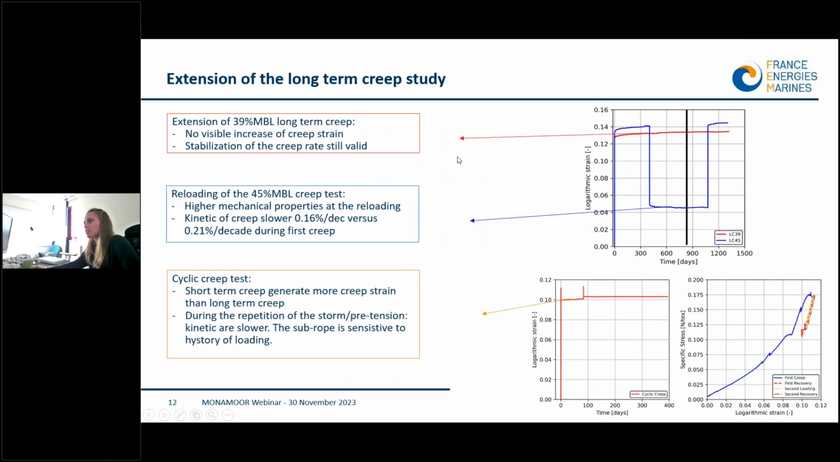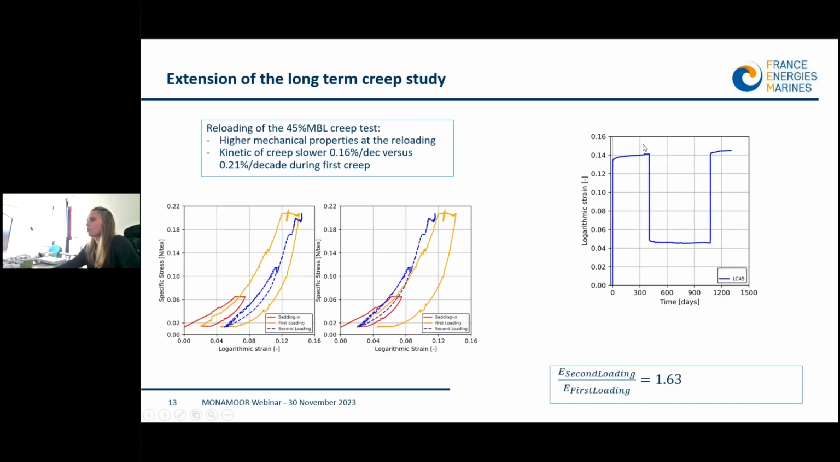Then we extended those tests. One of the tests that was in recovery, we reloaded it. And one creep test lasted more than 3 years. So the red curve here is a creep test lasting 3 years. For this test, we can see that we still have no increase of the strain. So for now, the behavior is still stable. And the reloading, which I will show you just after, showed us that we had a slower creep kinetic. Yeah, just here.